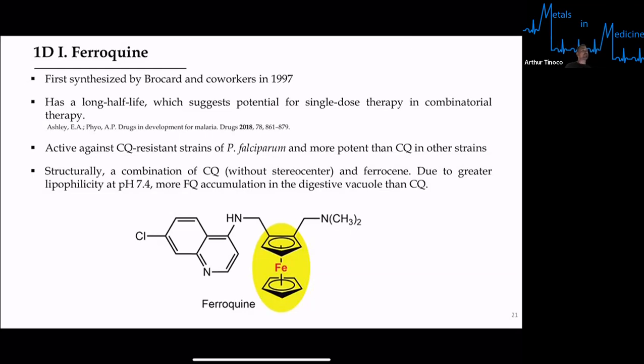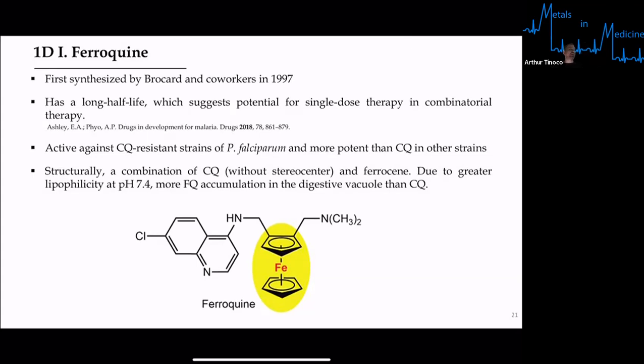is that because of its longevity in the body, you can potentially just have to dose it once in the context of how they were administering. And it was observed to be active against the chloroquine resistant strains of that particular parasite, the P. falciparum, which is the source of malaria, and more potent than chloroquine in other strains. So it was a very promising synergism that was observed, just a much more potent compound relative to the parent drug.